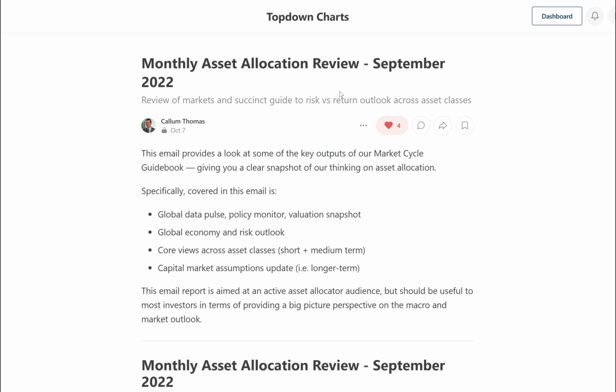In this video, I'm going to show you the two key reports that head the service and walk you through what's in them, how to get the most out of the service, and also what else to be looking out for in terms of how you can get maximum value out of it. So the first thing I wanted to take you through is the monthly asset allocation review.